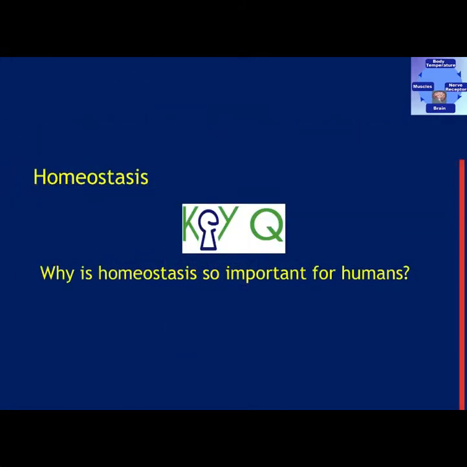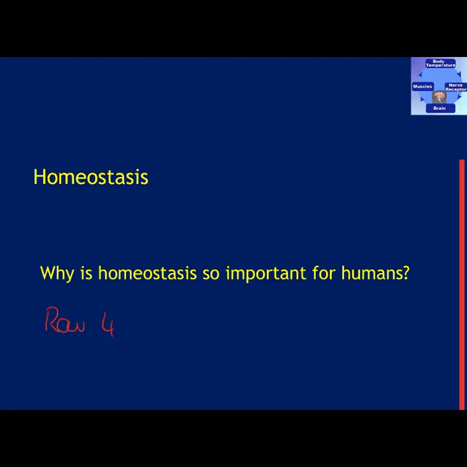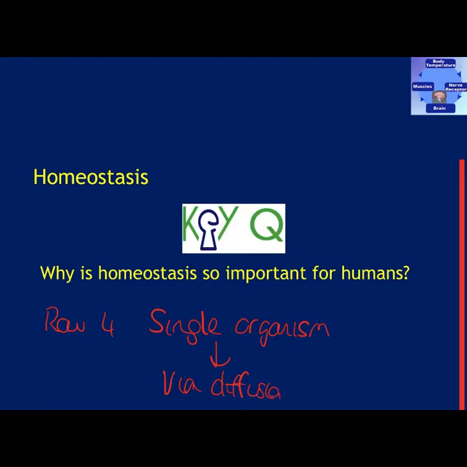And I think we have covered everything. Let me see, we've done this. The only one is possibly at the end of row 4, where it says single-celled organism. How do they do exchange? They are going to do it via diffusion. Now I think we have covered everything that is in here.